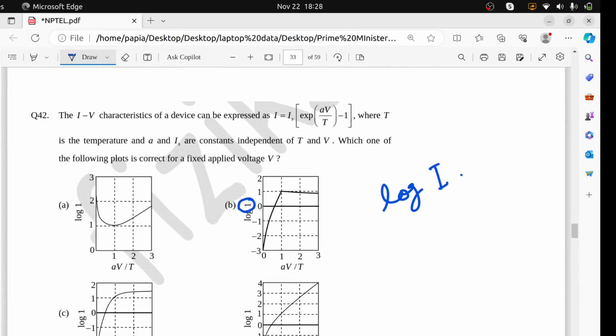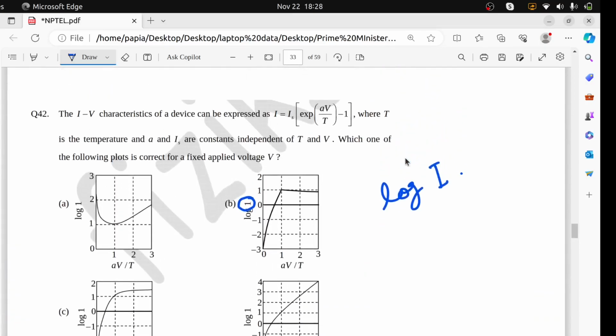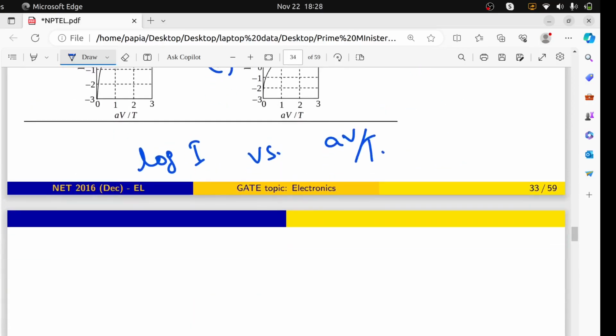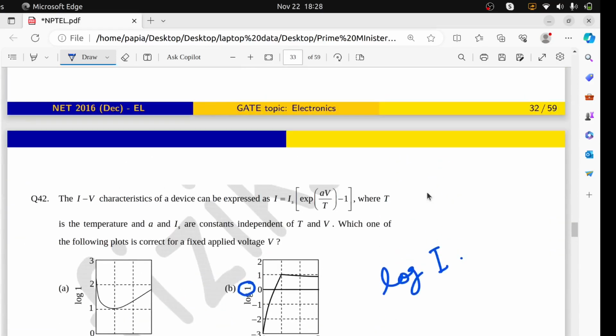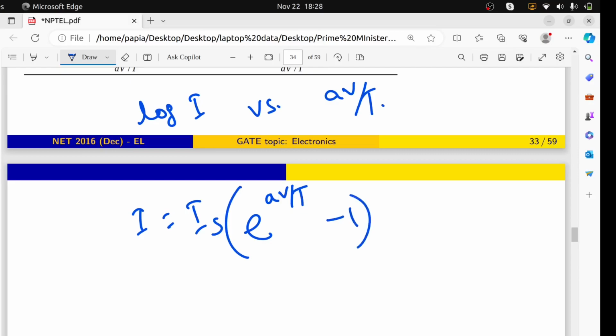Okay. And what is the expression given here? I equals Is. If anyone already did that one, you can write the answer in the chat box also. No problem. There is one missing. This is D. Okay, fine. So I equals Is e to the power AV by T, then minus 1. So this is the correct expression.